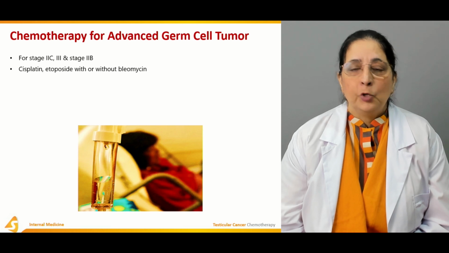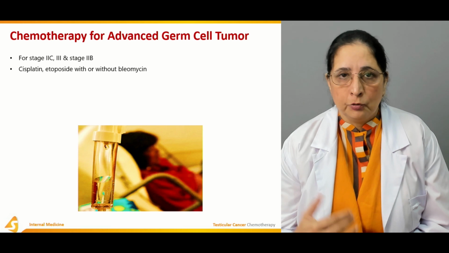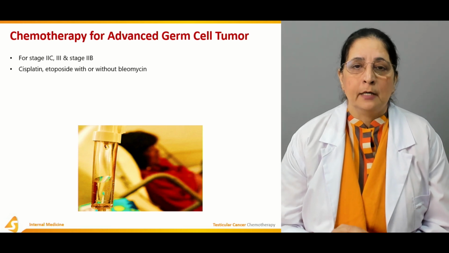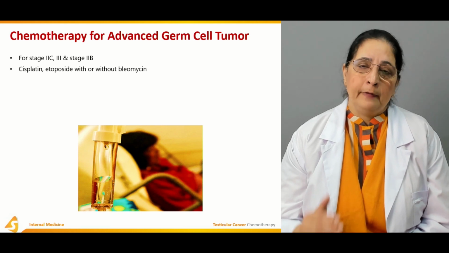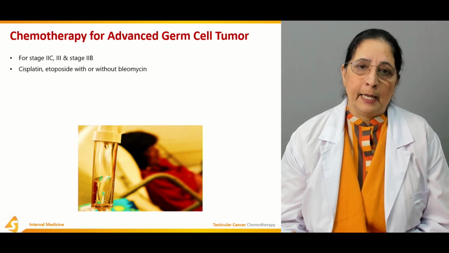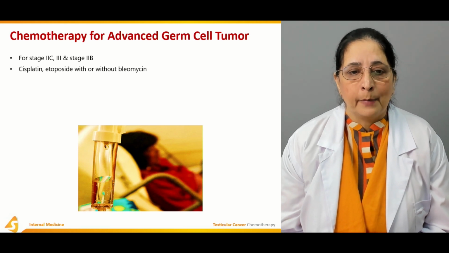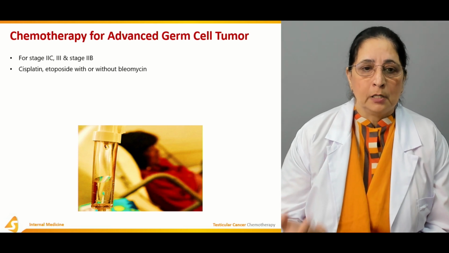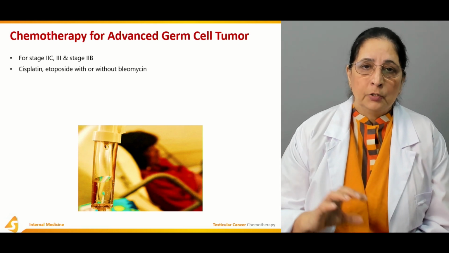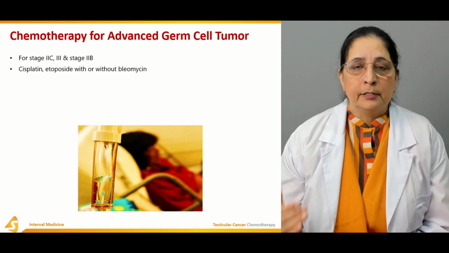So the chemotherapy for advanced germ cell tumor for stage 2C, 3 and 2B, we have cisplatin, etoposide with or without bleomycin. So two chemotherapeutic drugs here. We are using the cisplatin, etoposide. We mix the bleomycin with them, or we can do this without the bleomycin. So this is for advanced germ cell. We already talked about 1 and 2. So now it's more like 2B, 2C and stage 3.